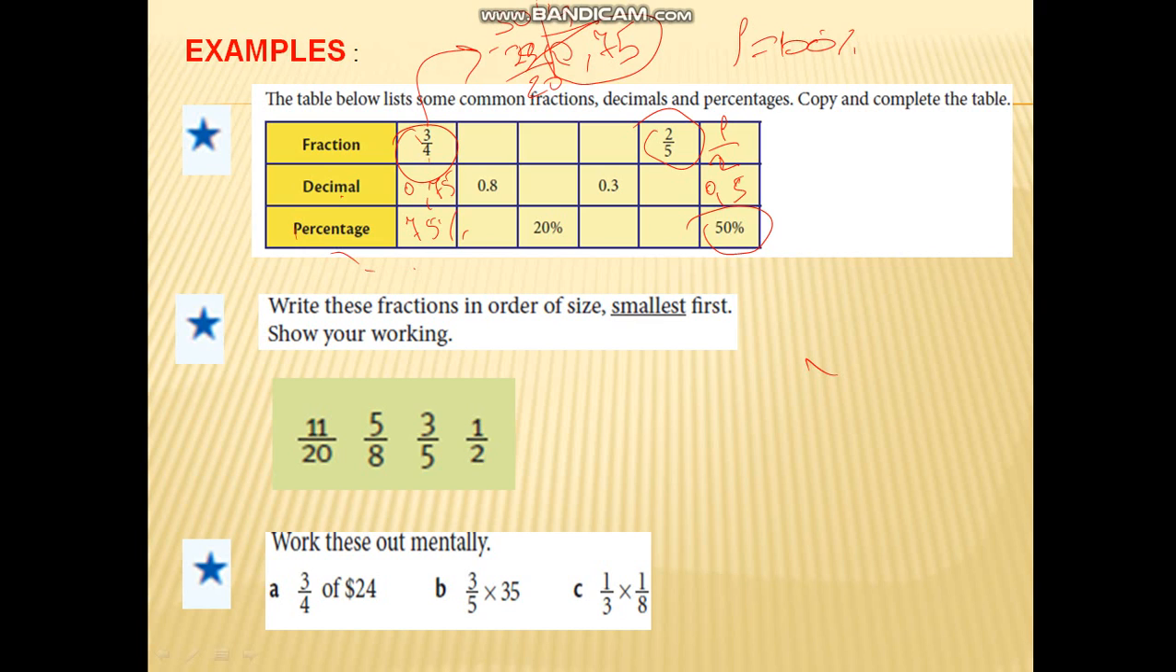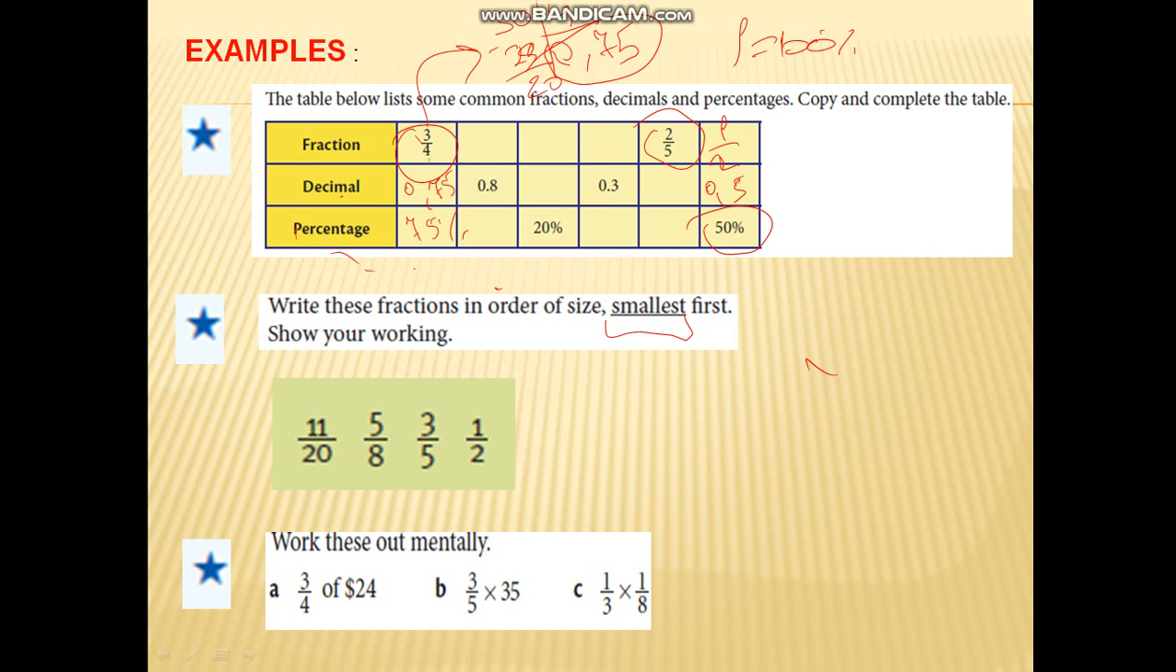And the second exercise: write these fractions in order of size, smallest first. Show your working. Which one is smallest? How can you find that? You can follow this method, but we have a practical method. If I take the same denominators, then I only need to compare the numerators.